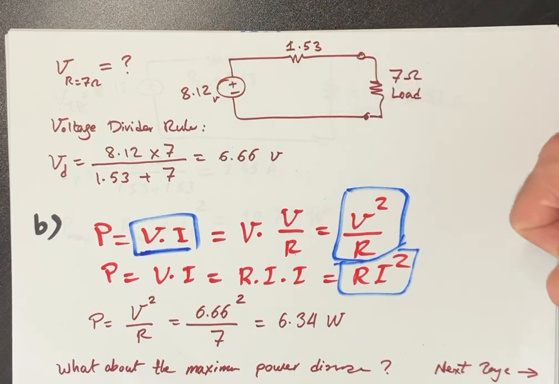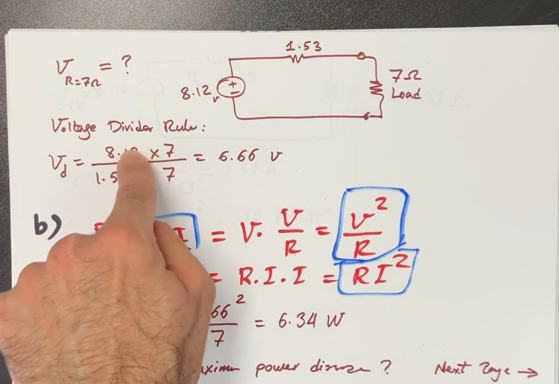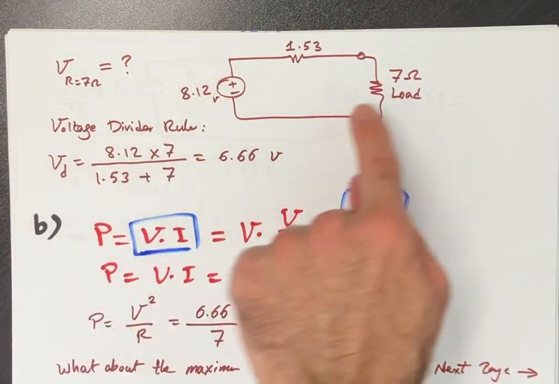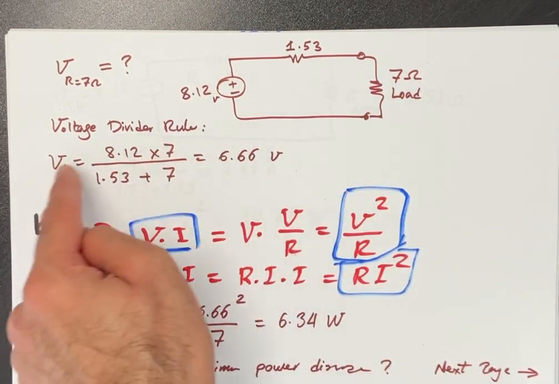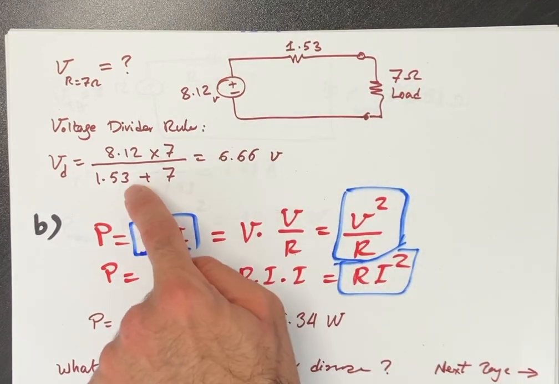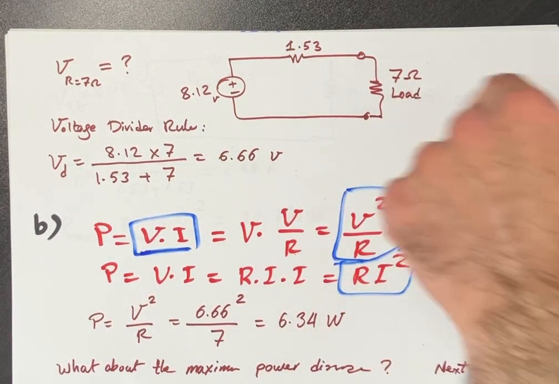The second way is the voltage divider rule. So total voltage multiplied by this resistance divided by the sum of the two resistances. And this is the voltage drop of the load.